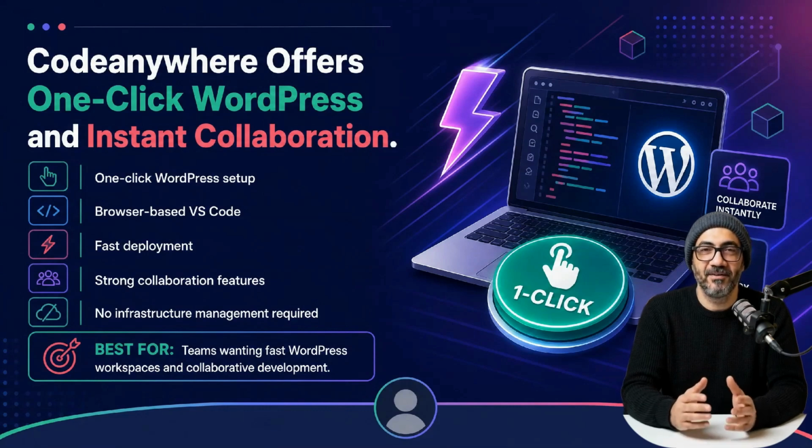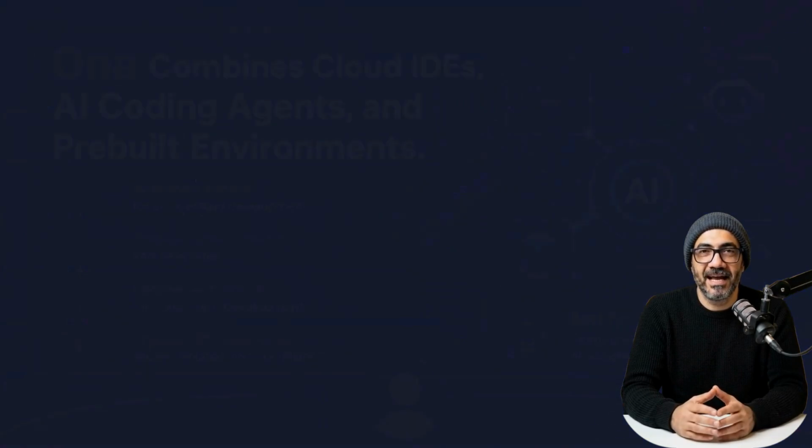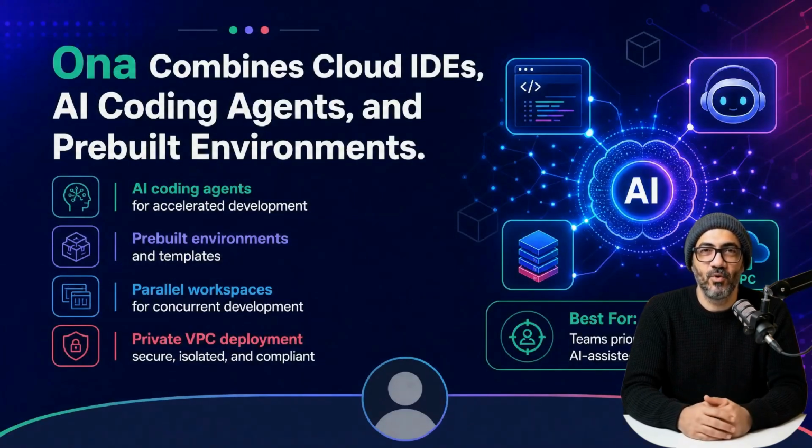ONA takes cloud development a step further by integrating AI coding agents directly into the workflow. With pre-built environments optimized for WordPress, ONA enables concurrent development. Multiple team members can work in parallel without stepping on each other's changes. It's particularly well suited for teams building complex plugins or custom themes who want to accelerate their development cycle with AI assistance. For teams that require complete infrastructure control, there are enterprise-grade cloud IDE solutions built around security and governance.